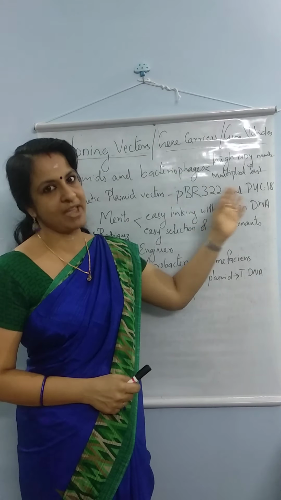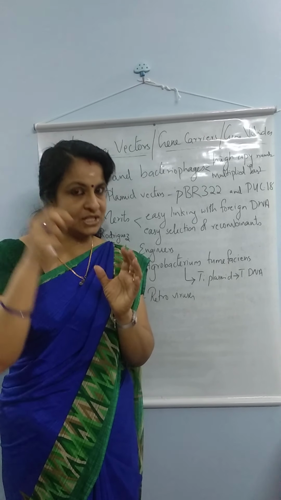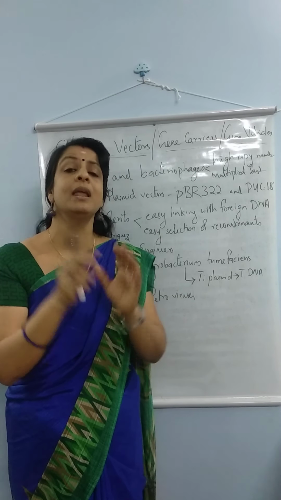Now, a vector, when it has a foreign gene introduced to it, we call it a recombinant vector. So the normal vector, when we introduce a foreign gene to it, becomes a recombinant vector. Now the recombinant vector having the foreign gene will introduce this gene to the host organism. That is how it works in biotechnology.